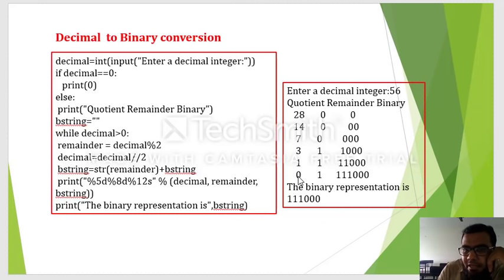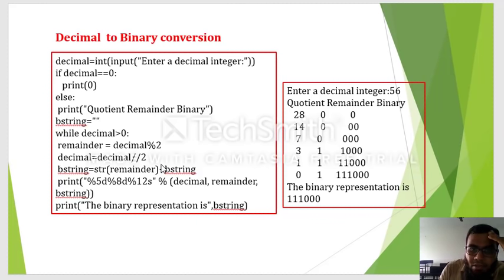And finally you will get 0 as quotient and 1 as the remainder. So 1, 1, 1, 0, 0, 0. So 111000 is the binary representation of 56. So this is how we can convert the decimal number into a binary.